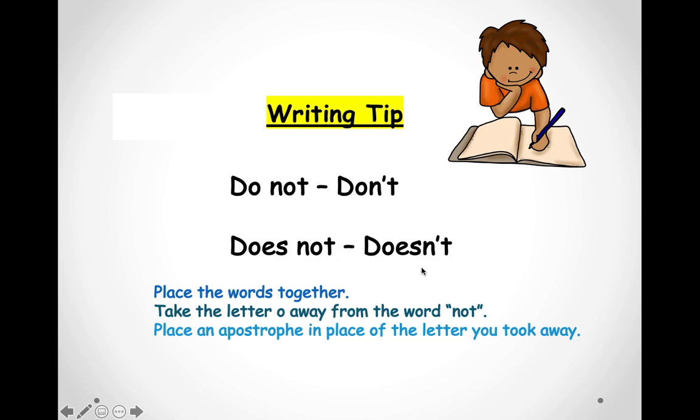Now I am going to teach you how to put the two words together to make one word. Step 1. I want you to take the two words and I want you to put them together. Step 2. You are going to take the letter O away from the word not, and wherever you took a letter away, you will put an apostrophe. Now this is an apostrophe. So we are going to go over this step by step in the next slide. Now remember, if you want, you can always pause the video and practice after I explain the work to you.